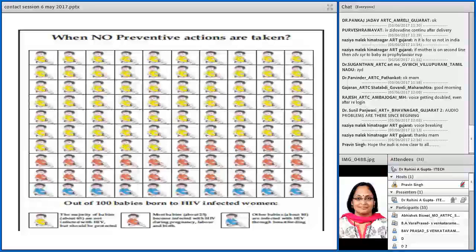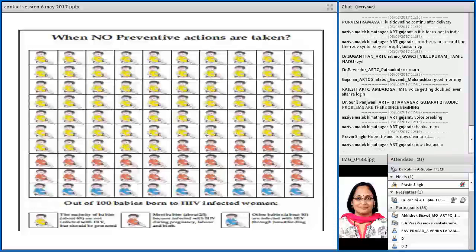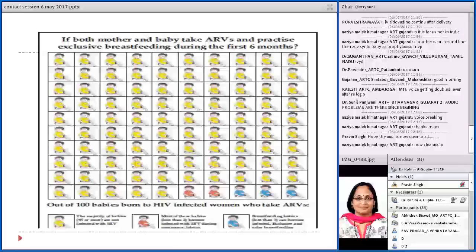So these are the counseling cards with which we must counsel. This is the same card which I had initially talked about, with 100 babies. Of these 100 babies, 65 babies do not get infected, and only 35 babies have a risk of getting infected. This is when no intervention is given. So when we give intervention, what are the interventions? That has to be explained to the parents.